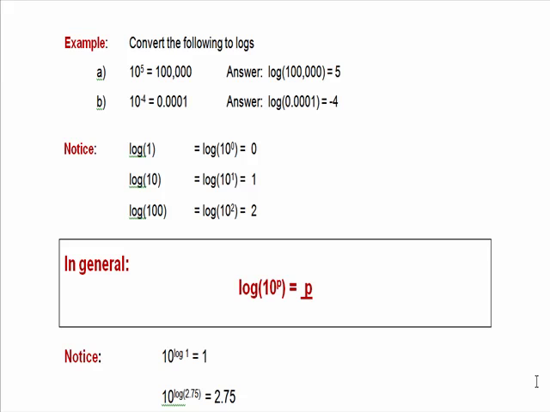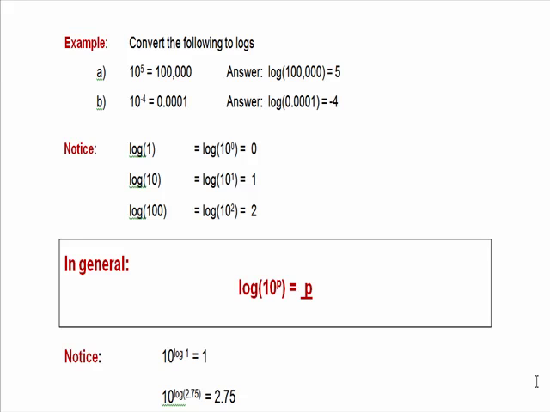Suppose I want to convert the following to logs. Now I have 10 to the fifth, which I know is 100,000. So if I convert this to logs, remember it's the common log because of the base 10. So it'd be log, and then remember the exponent goes on the other side of the equation, so I end up getting log of 100,000 is equal to 5.